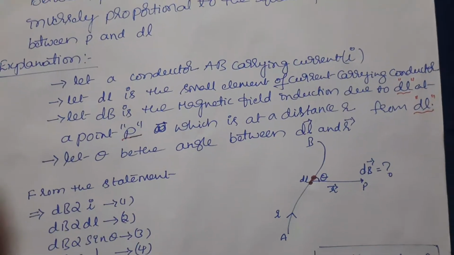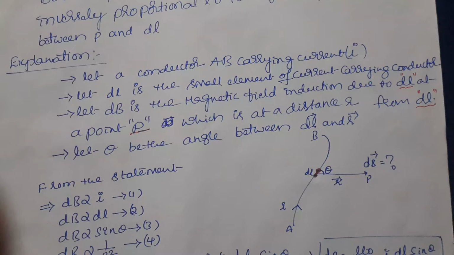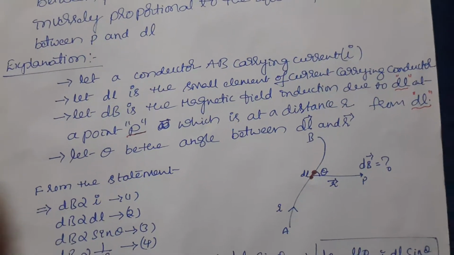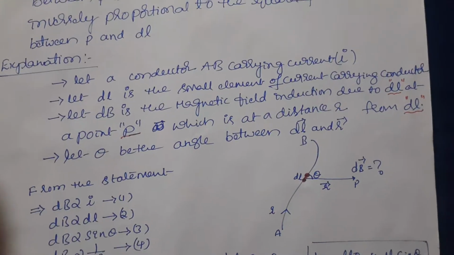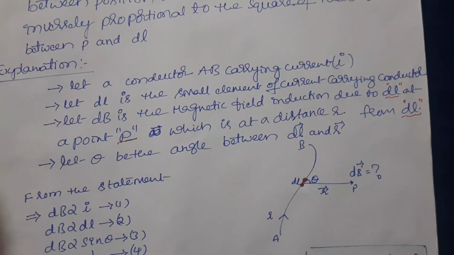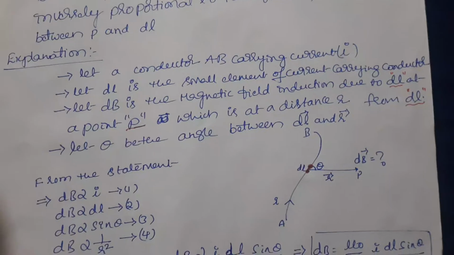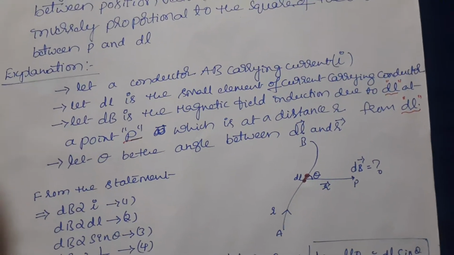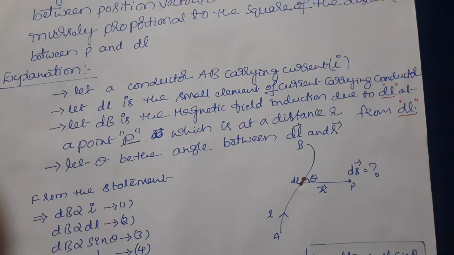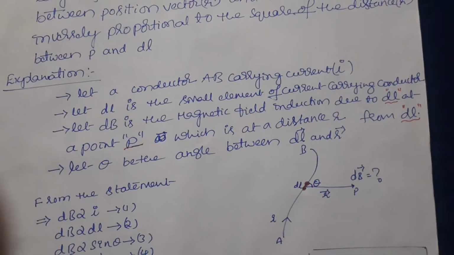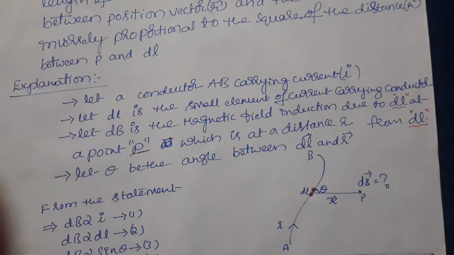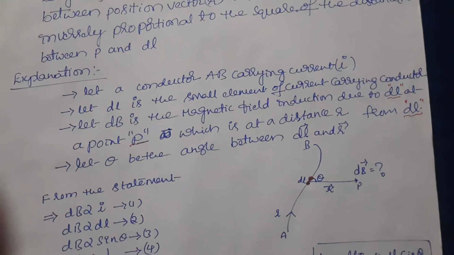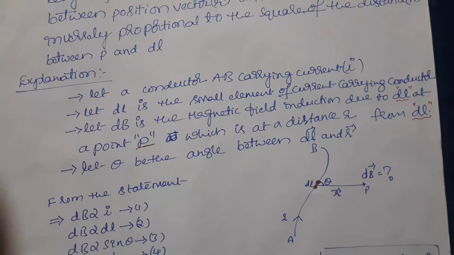The distance from P to dl is taken as r, and it is taken in the form of the position vector r bar. So the r bar with dl is making an angle theta, you can see. So at the point P, dB, that is the magnetic field induction, depends on the current I, dl, and the angle theta, and also the distance between P and dl, that is r.